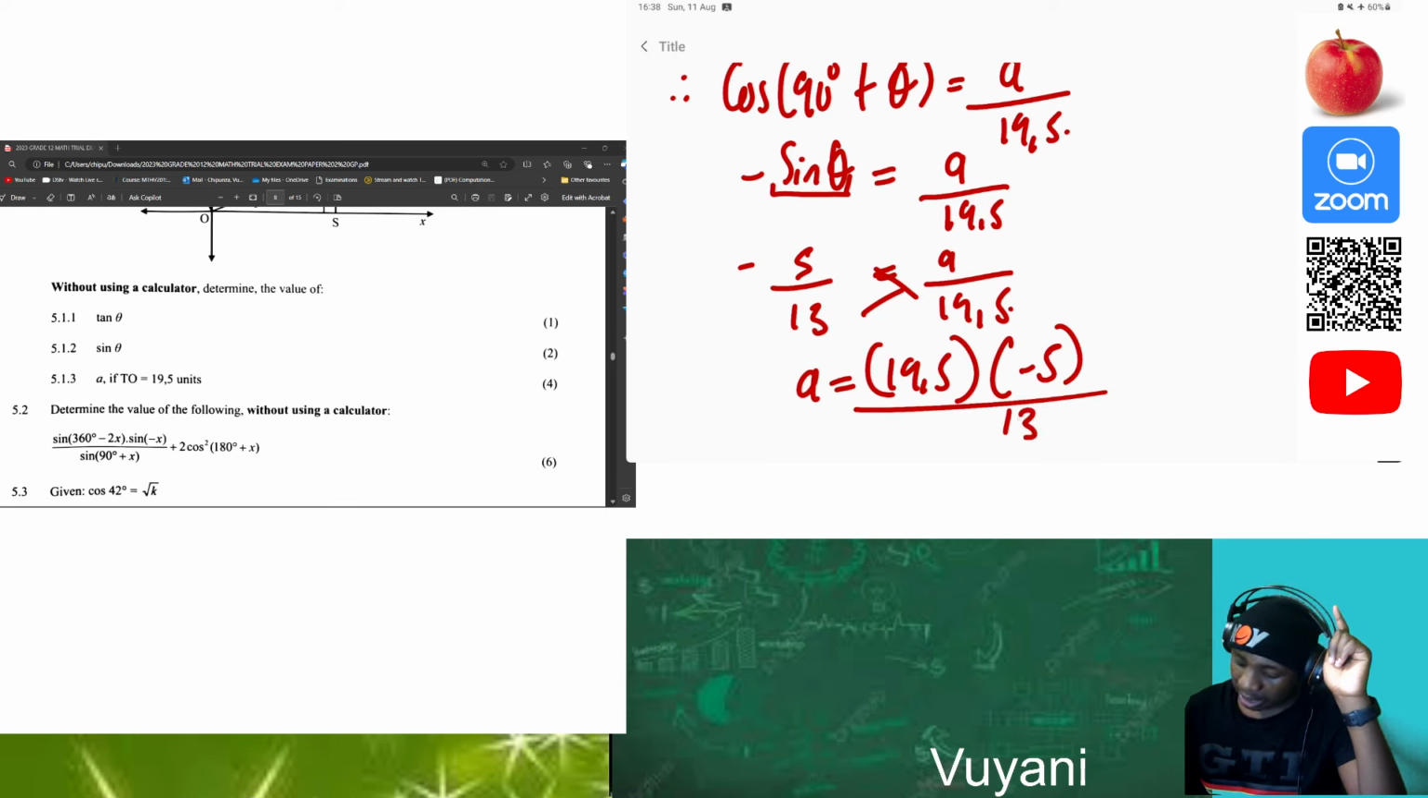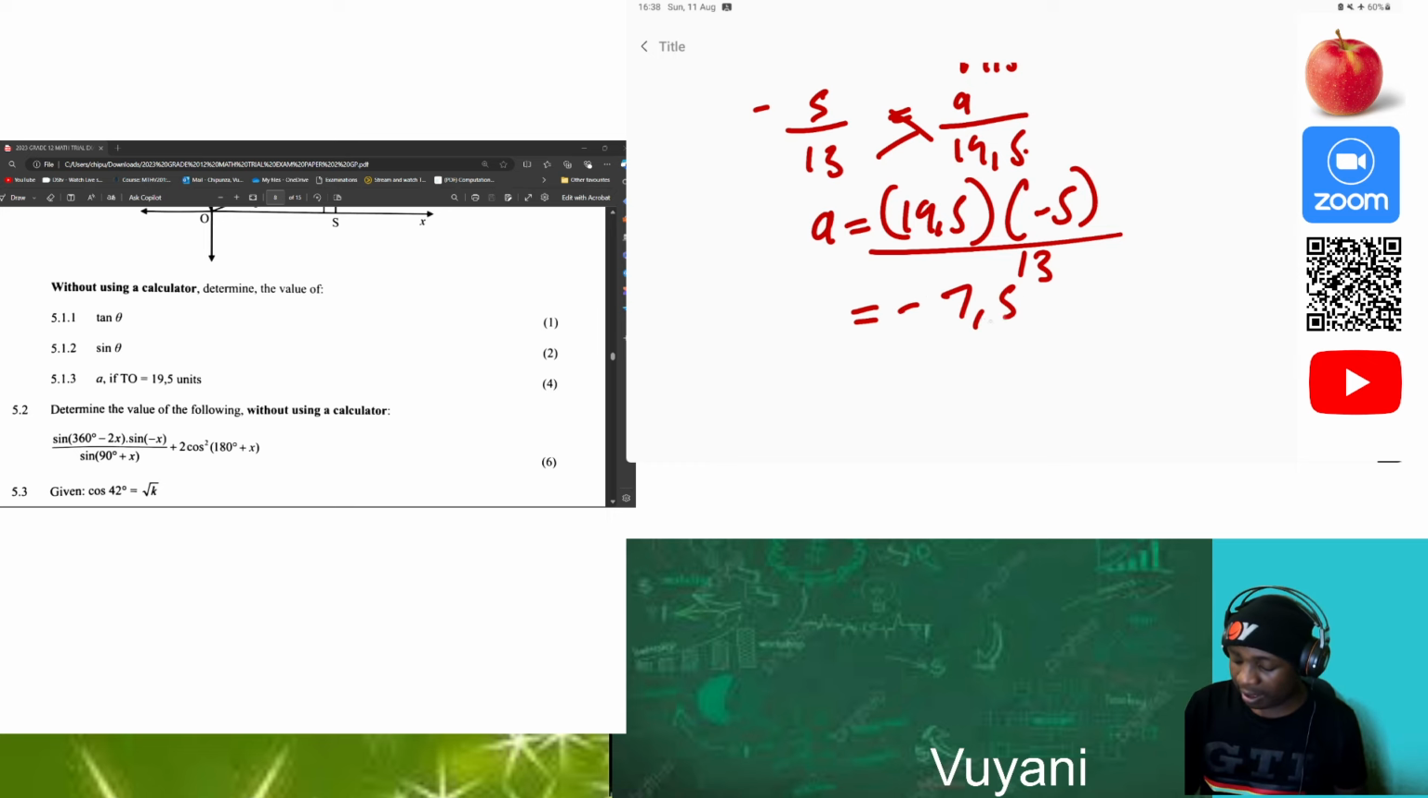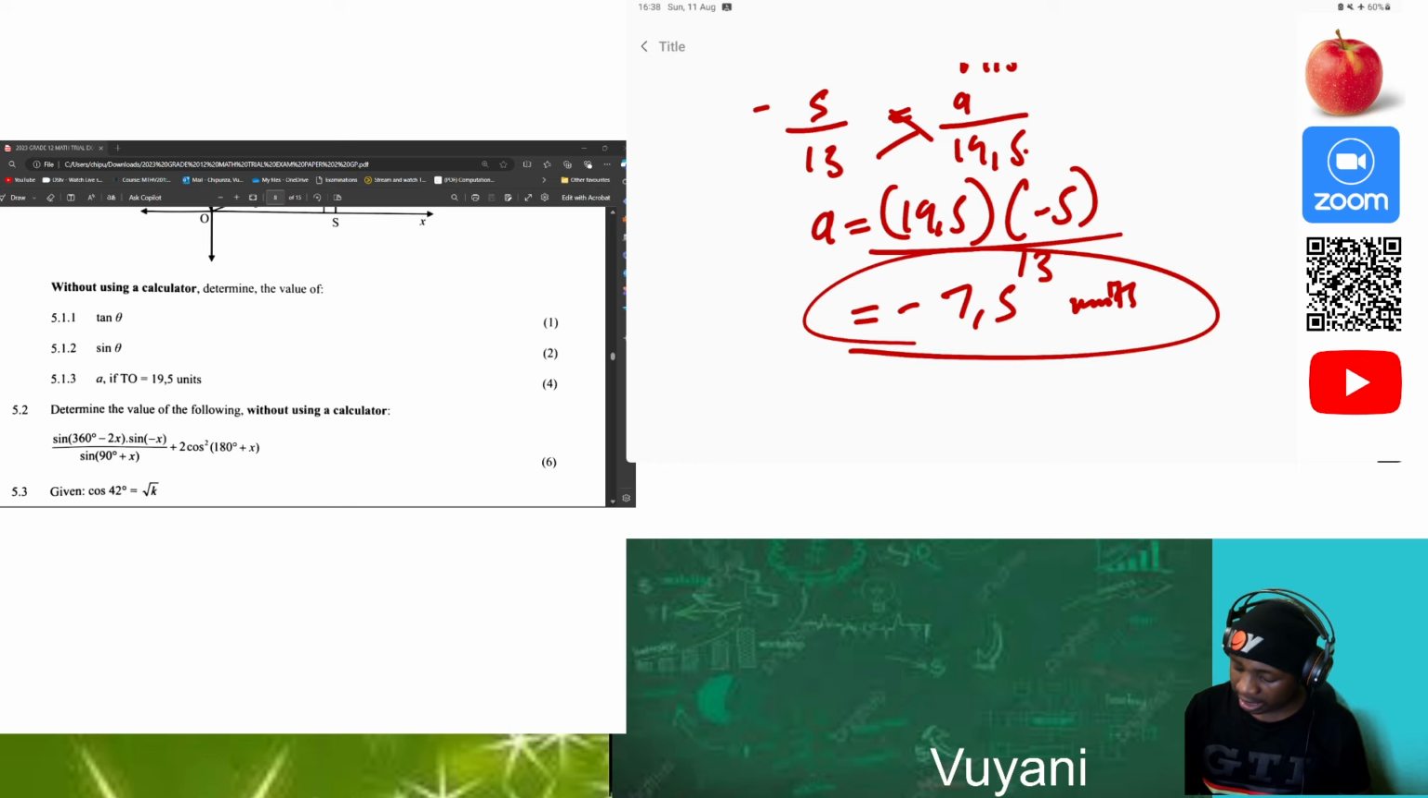Then again we use our calculator so that you can get the answer over there. Using your calculator or using mine, I am getting negative 7.5 units. So that will be the value of A. My A is equal to negative 7.5 units, and it really makes sense.